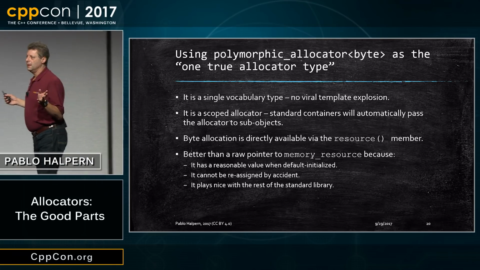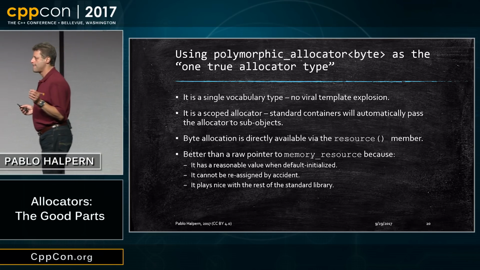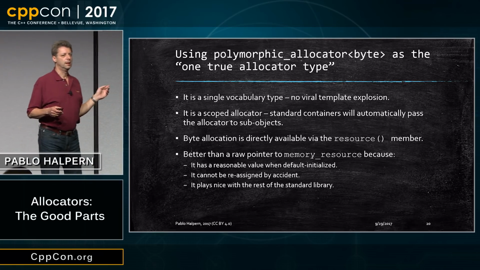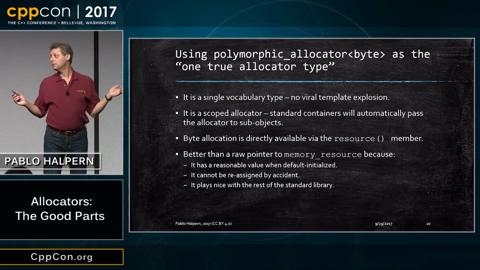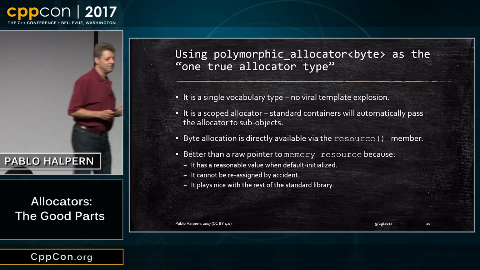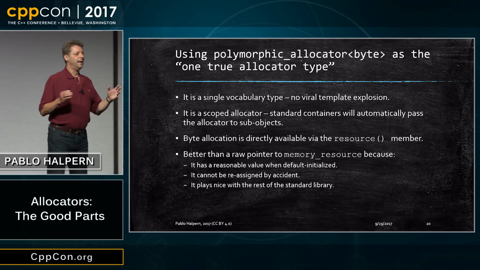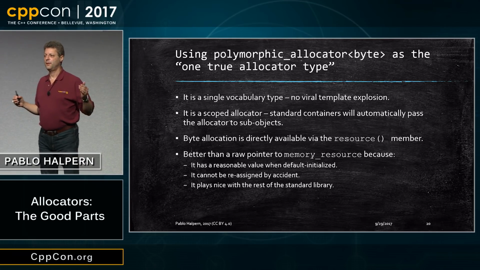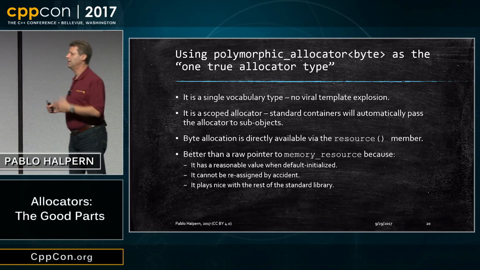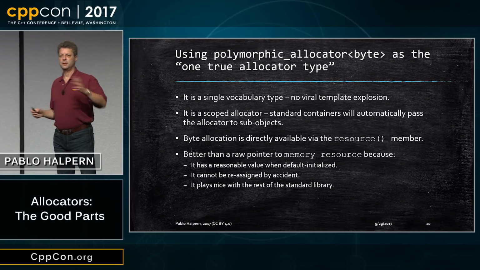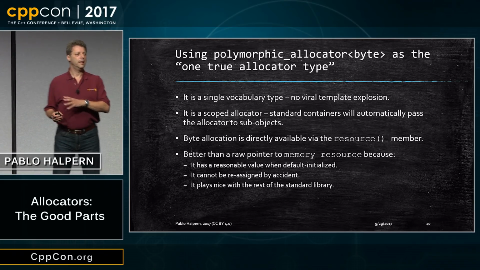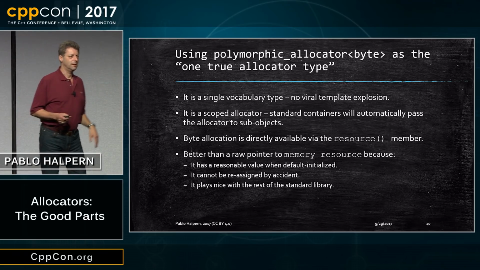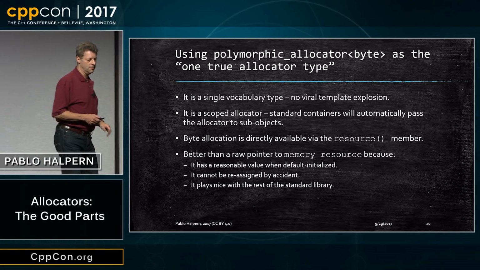Polymorphic allocator of byte. So first of all, what's byte? Byte is a C++17 type that represents a byte. Got it? Good. If you use that as kind of your one true allocator type, then you have a vocabulary type. You have an easy way of passing allocators around without using templates, and it does everything you need. You allocate bytes out of it, you get bytes back, you return your bytes to it. Easy.